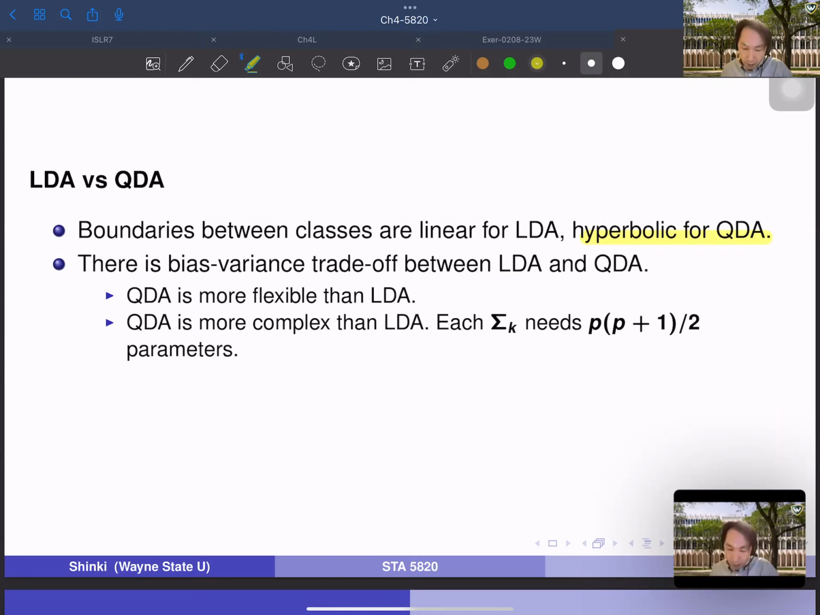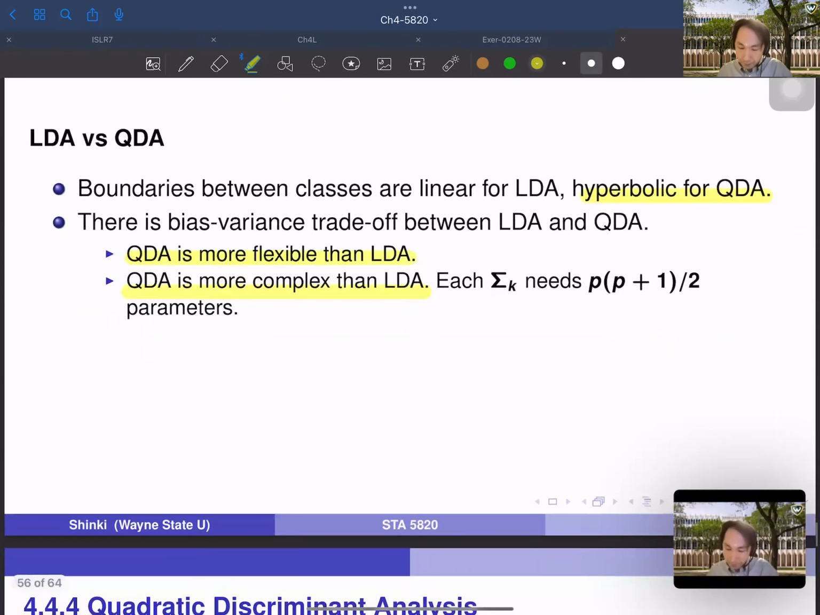So QDA is more flexible and more complex. Suppose that P is the dimension of the predictor. If it is three-dimensional, 3 times 4 divided by 2 is 6. This is the number of elements in sigma sub k.